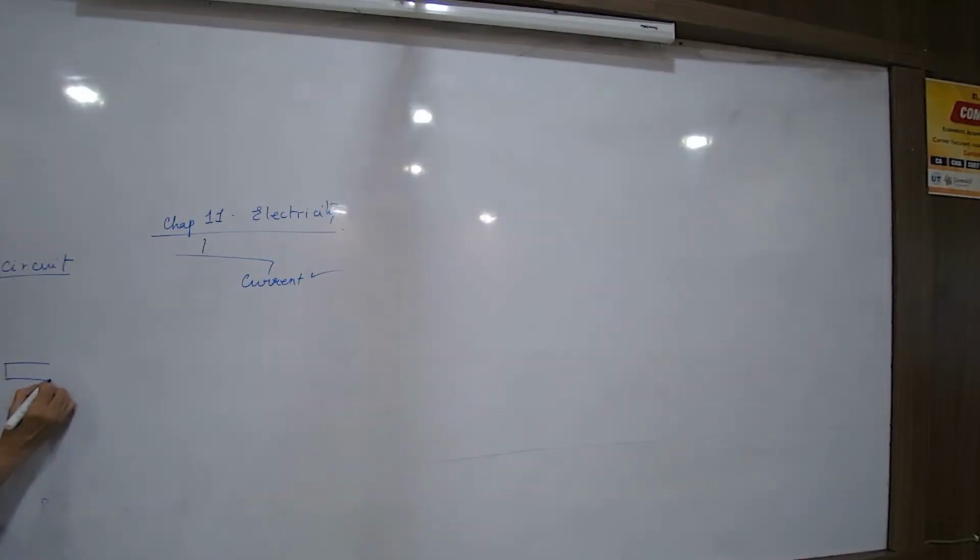Suppose I say that this is a battery. This is your positive terminal and this is the negative terminal.